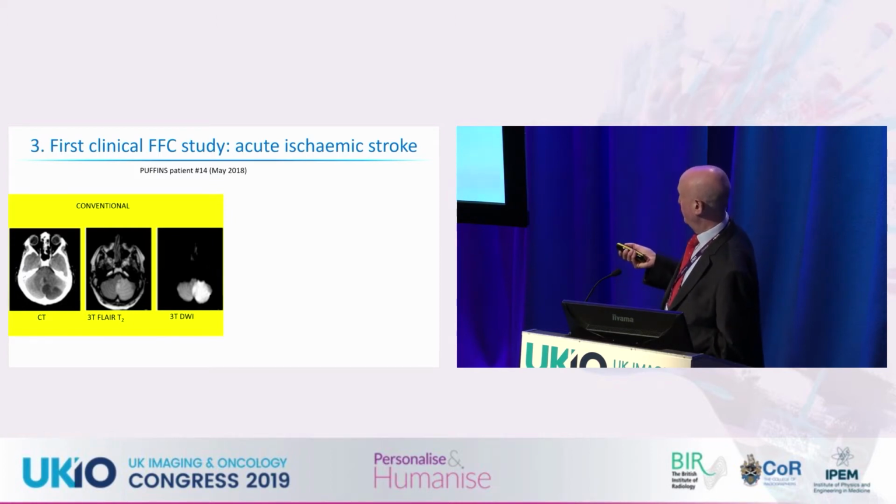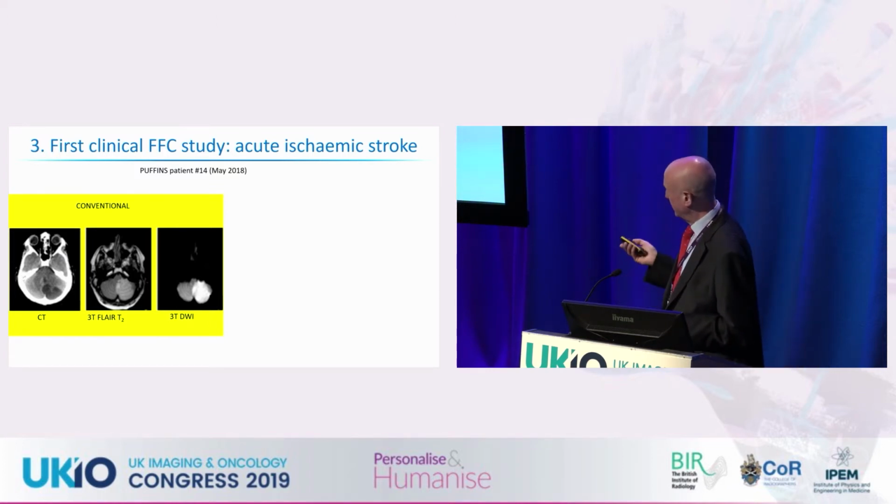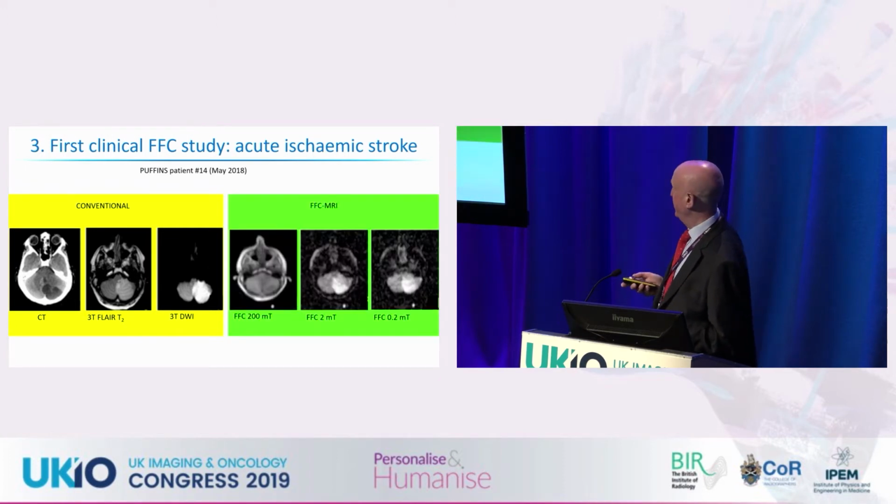A more recent patient study. These are the conventional imaging studies of this patient. There's CT, and you do see some pathology at the back of this patient's brain in CT. You also see it in 3 Tesla FLAIR T2 images and in 3 Tesla diffusion-weighted imaging studies. When we used FFC MRI, you can see the image quality is now much better. There's the 0.2 Tesla scan. You can see some differences there.